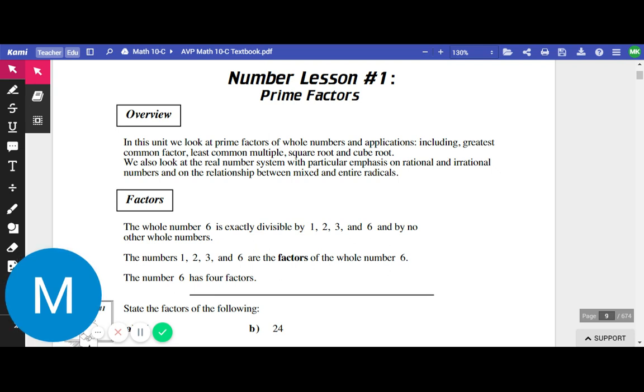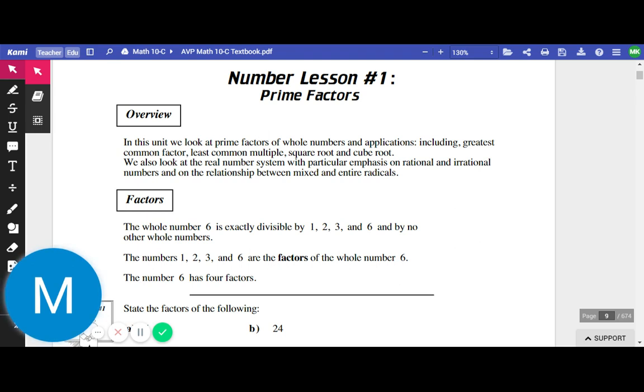Okay, has anybody heard of the term factor before? Yeah? Anybody remember what a factor is? Want to give it a shot? It's another number to be divisible by? Yeah, that's like a perfect definition. So a factor is a number that divides into another number.